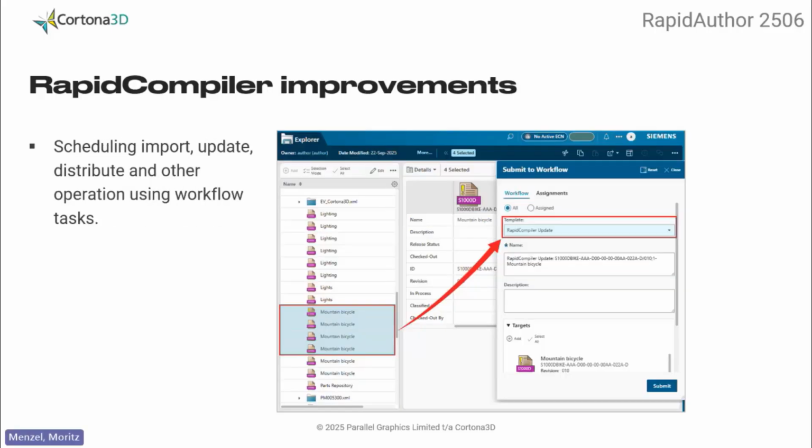And last but not least, a couple of changes in RapidCompiler. Import, update, distribute, and other operations can now be scheduled using workflow tasks. Notifications for completed tasks are displayed directly in Active Workspace.